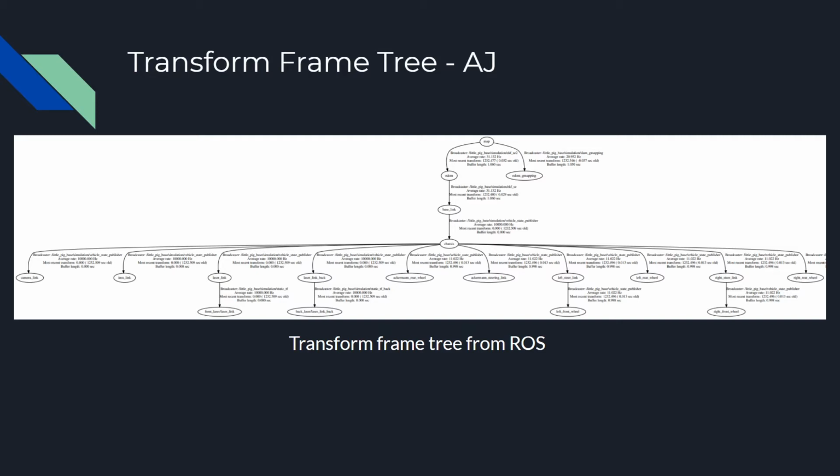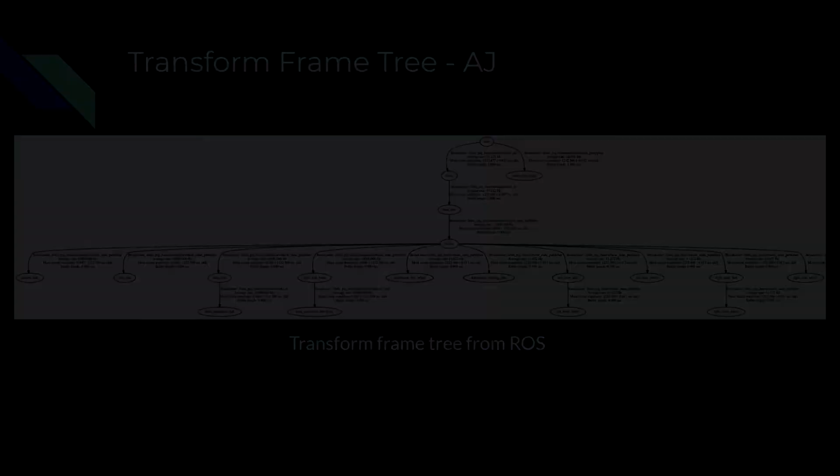This continues on from baselink to chassis, and then chassis to many other frames. From finding the transform, we can find the relative position to whatever the frame in question is connected to.